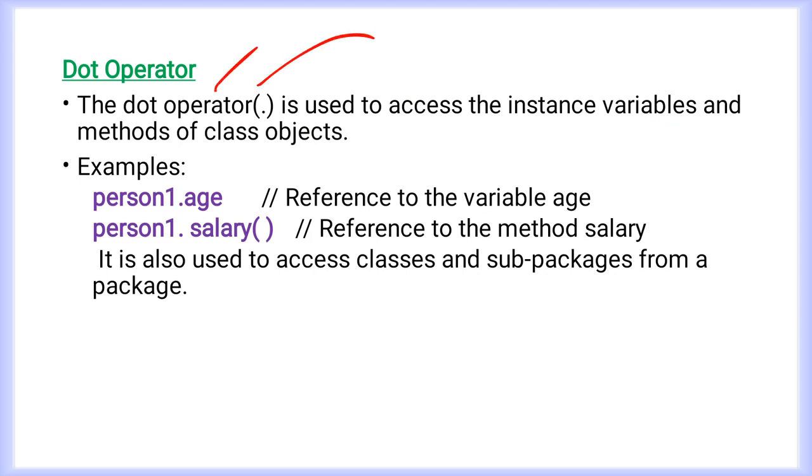Dot operator is used to access the instance variables and methods of class objects. Examples: person1.age, it refers to the variable age; person1.salary, it refers to the method salary.